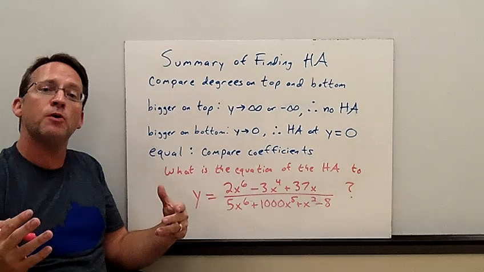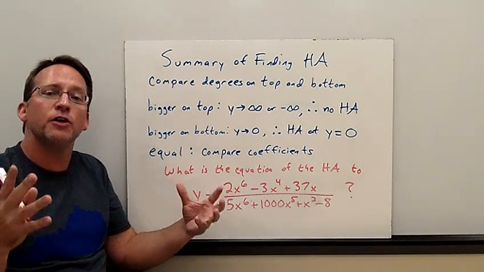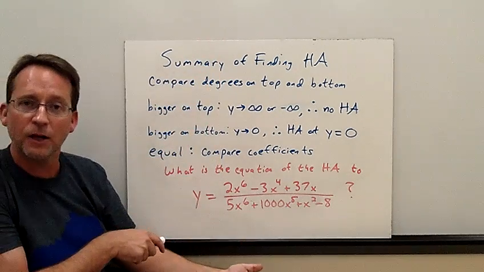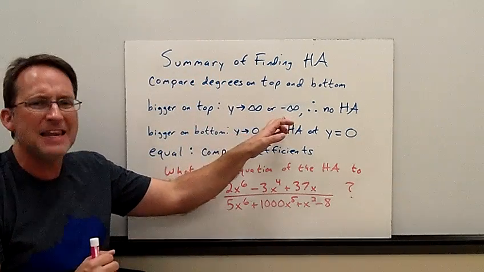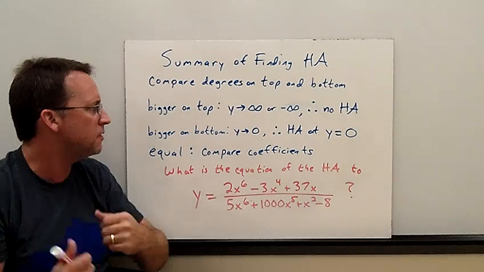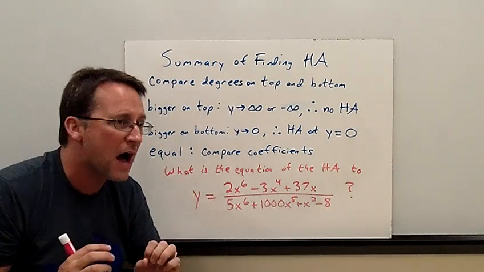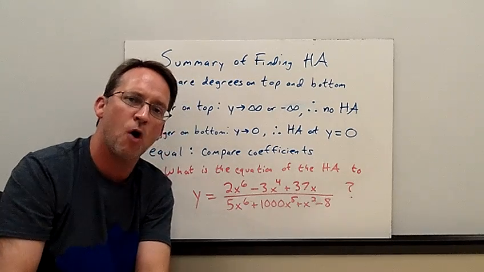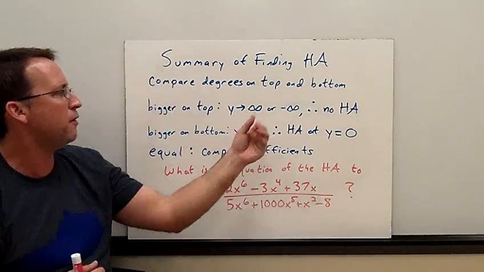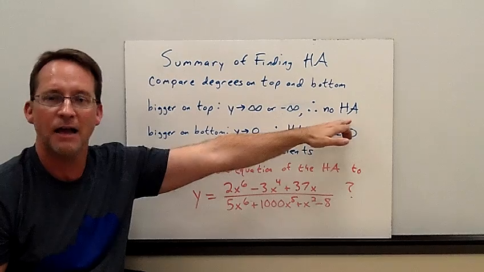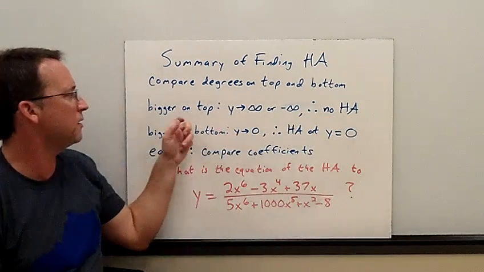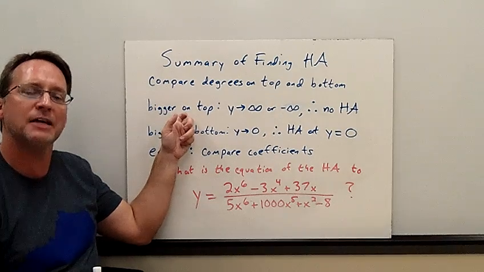If you've got a bigger exponent on top, that means the top's going to grow faster than the bottom. The y value is going to approach infinity like we saw in the example here, or maybe negative infinity depending on signs of things. But the key is y just continues to grow, or y just continues to get smaller and more negative, and therefore there is no horizontal asymptote. So no horizontal asymptote if you've got a bigger exponent on top.